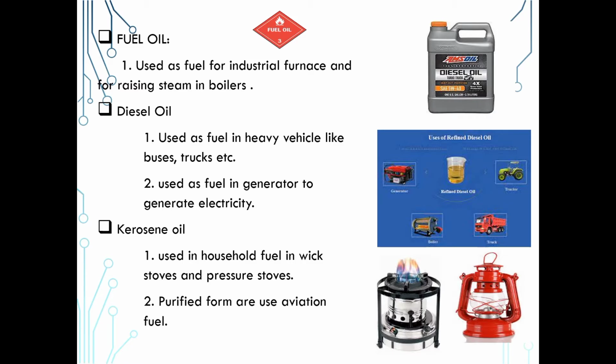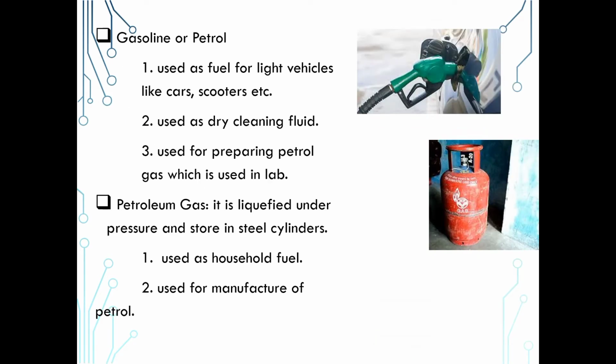And then we have kerosene oil. Kerosene is used for household fuel in wick stoves and pressure stoves. You see, this is your stove. It is also used in lanterns, and purified forms are used as aviation fuels. Aviation fuel means the fuel that is used in aeroplanes. Next we have gasoline. Gasoline means petroleum. It's the petrol.